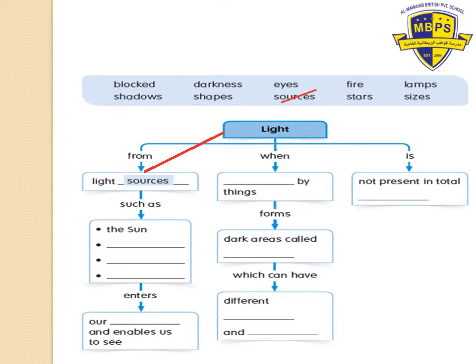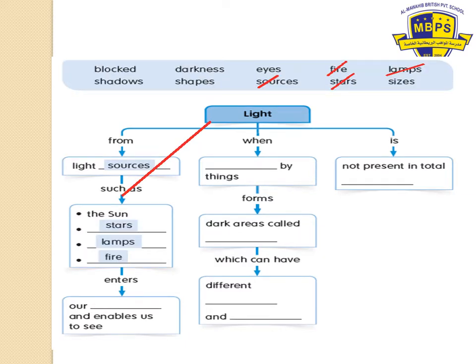So the first one we will write sources. Where I should write, as you can see, you have the line where you will write, grade 1. Write it with a nice handwriting. Light from light sources. The light from the light sources, as we write it, such as what?